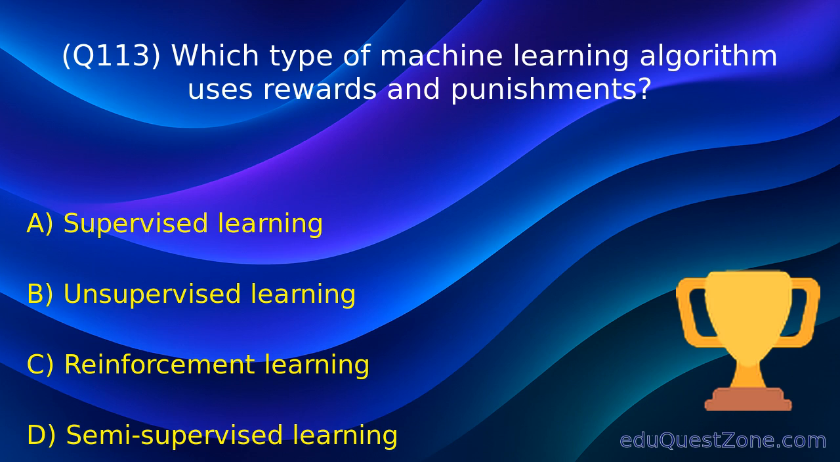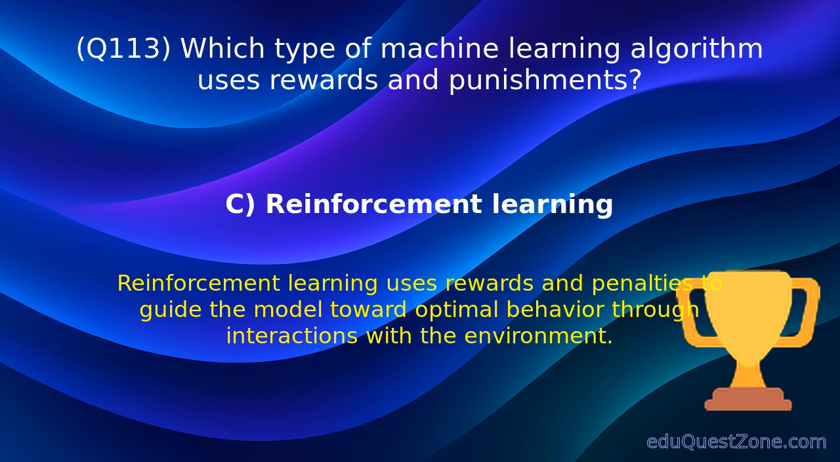Question number 113. Which type of machine learning algorithm uses rewards and punishments? Option C. Reinforcement learning. Reinforcement learning learns using rewards and penalties.